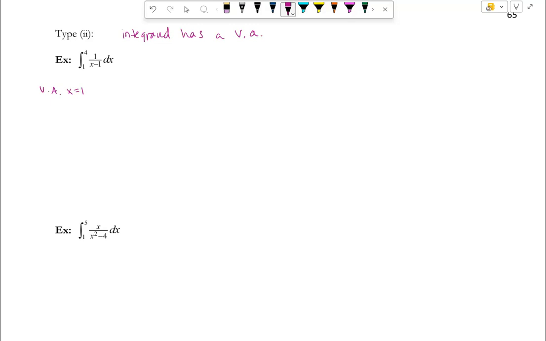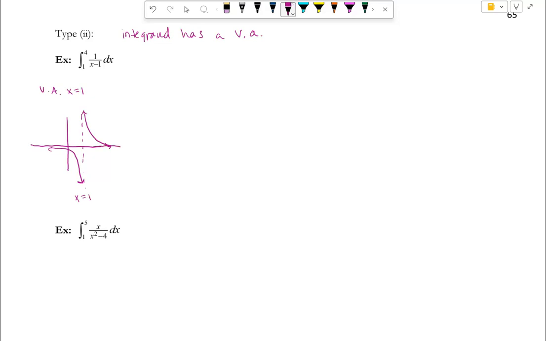So let's consider the graph of 1 over x minus 1, just to understand what's going on here. In Algebra 2, I learned that this is just like the graph of 1 over x, except that it has been shifted or translated to the right 1 unit. So it's going to look something like this. And we said that this vertical asymptote is at x equals 1.